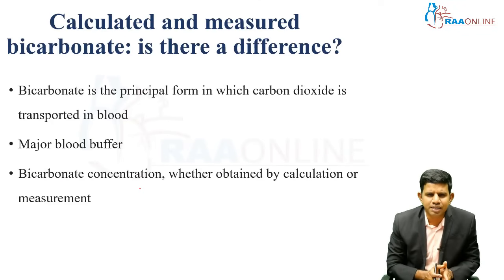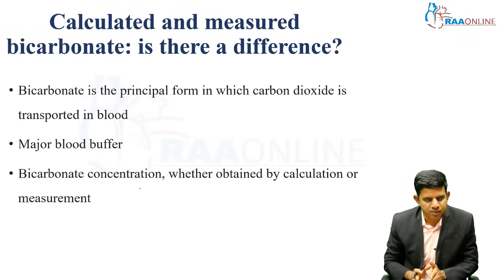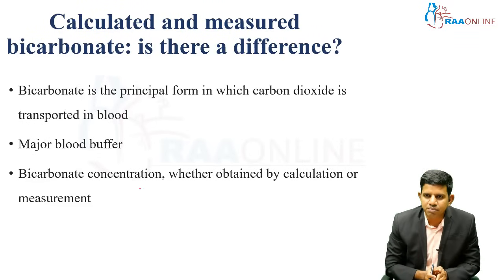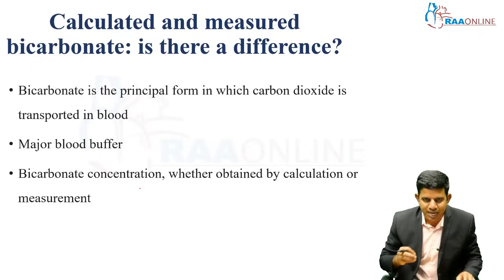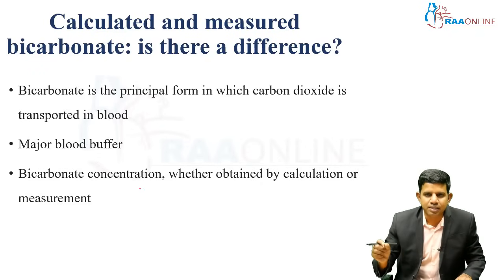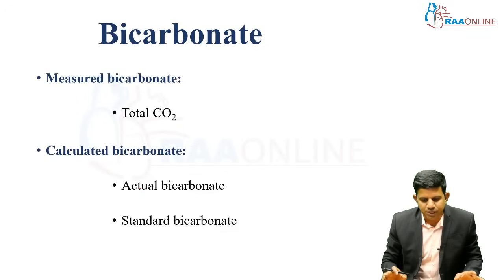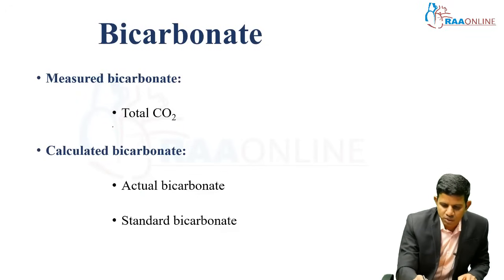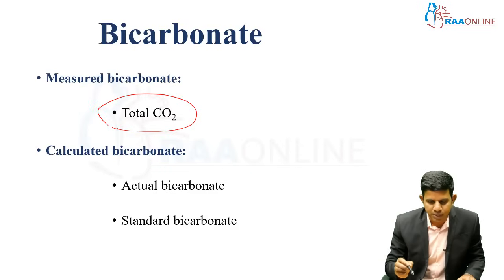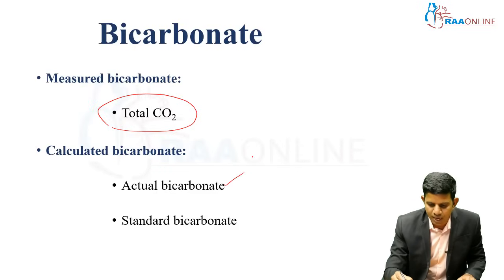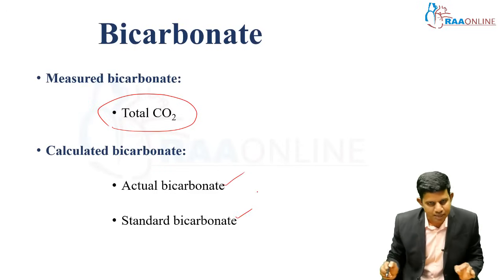It's called calculated bicarbonate and measured bicarbonate. Calculated bicarbonate means we don't directly measure it, we calculate it from some other parameter. Measured means we directly measure bicarbonate in the blood. The measured bicarbonate is the total carbon dioxide. The calculated bicarbonate is divided into two: one is the actual bicarbonate, the second is the standard bicarbonate.